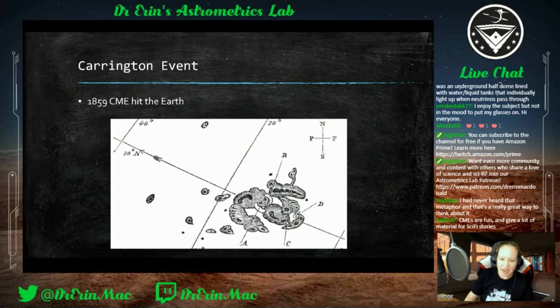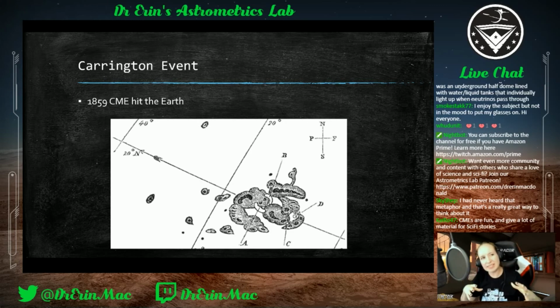So I can't bring up solar flares and CMEs without talking about the Carrington event. The only picture we have from this is named after the solar astronomer Carrington, who had been taking very detailed maps of sunspots. And this is his map of the surface of the sun around the time of the Carrington event. But what happened was a solar flare, a CME.